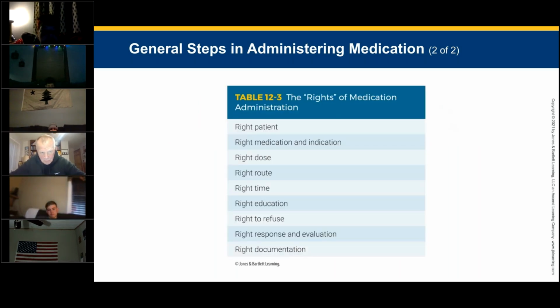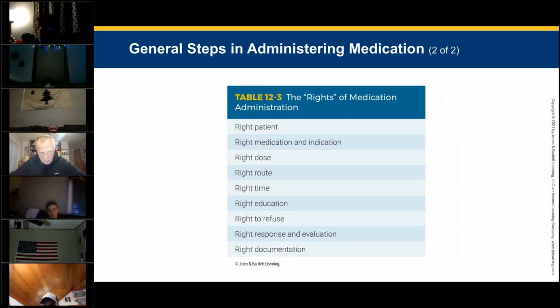Here's the table I talked about. So this just shows all the things I just talked about, all the patient rights of medication administration.